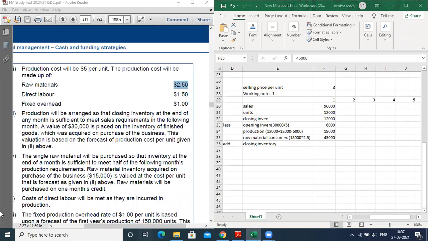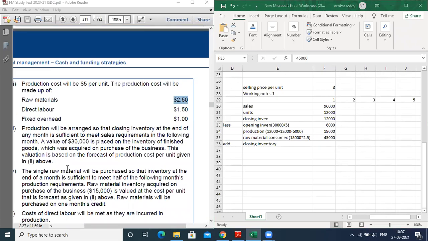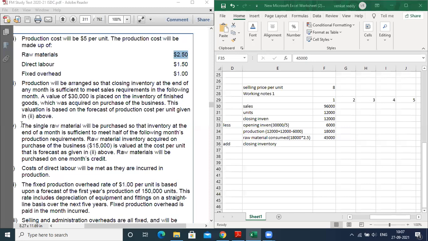Yes. Now, they gave some information regarding the closing inventory. Please focus on the second paragraph. The single raw material will be purchased so that the inventory at the end of the month is sufficient to meet half of the following month production requirement. So the closing inventory of the current month is sufficient to meet half of the production requirement of the following month. So in order to get the closing inventory of the first month, we need to calculate the production requirement of the second month. Okay, now let me first calculate the second month requirement.